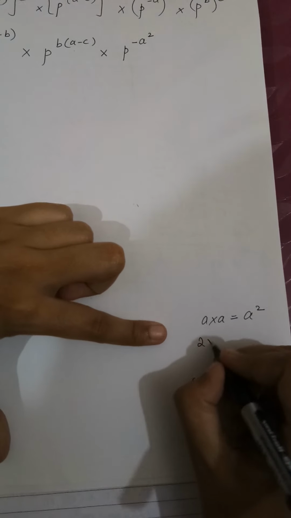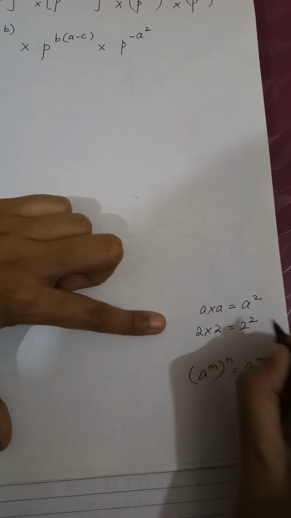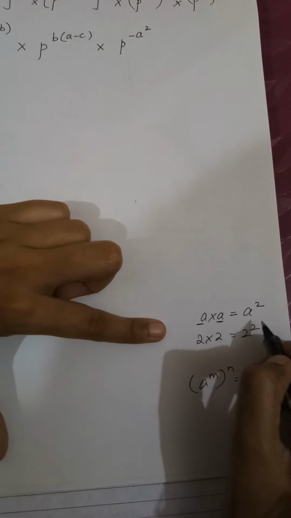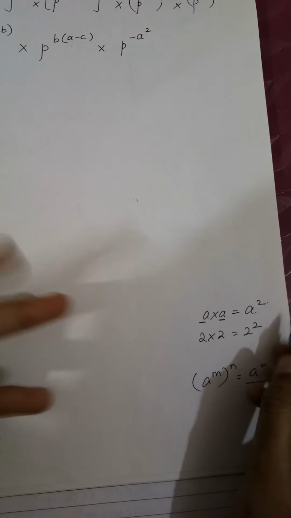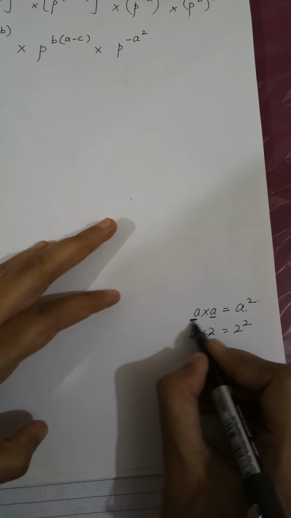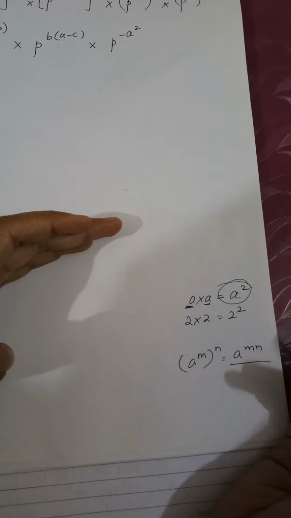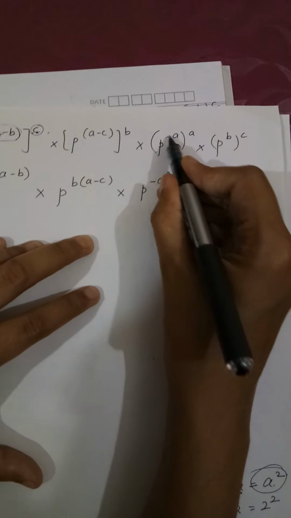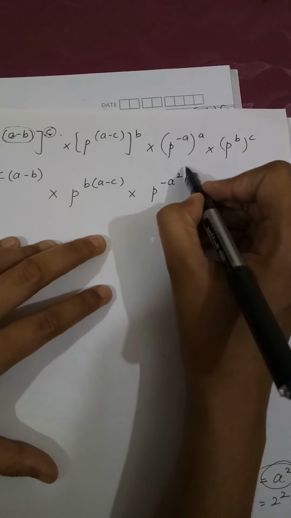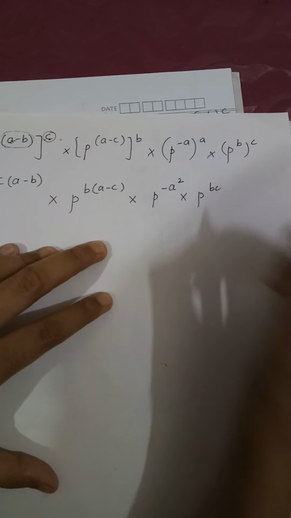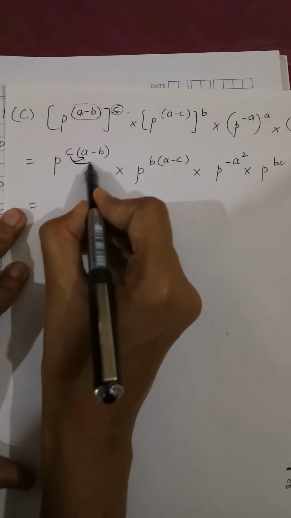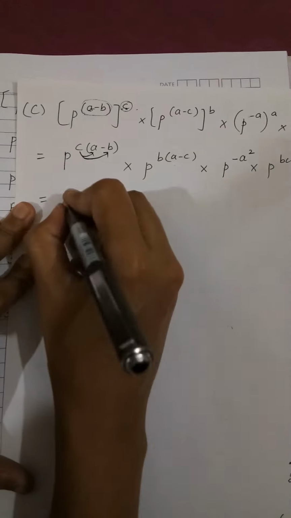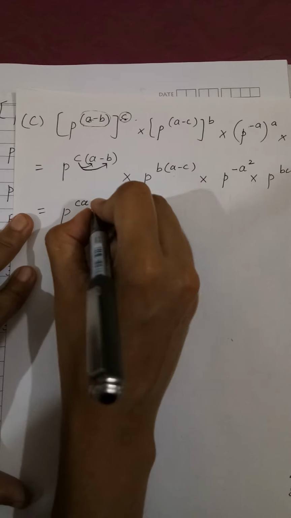Why? Because if I am going to write 2 into 2, what is it? 2 square. So if any algebraic form is there, we are also going to do the square of that algebraic form. 2 into 2 is 2 square. Similarly, if instead of 2 I am placing any algebraic form, a into a, that will also be a square. So minus a into a will be minus a square, into p to the power bc, right? Now what is the next step? Let us multiply c with a. Distributive law, let's use the distributive law. P to the power ca minus cb.